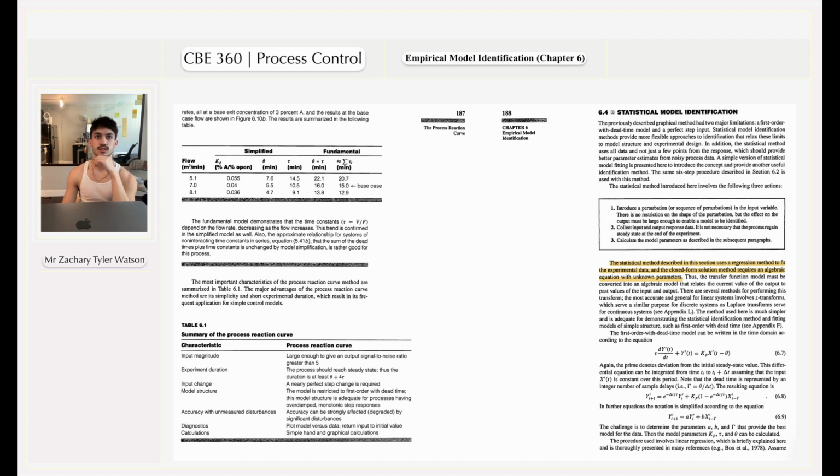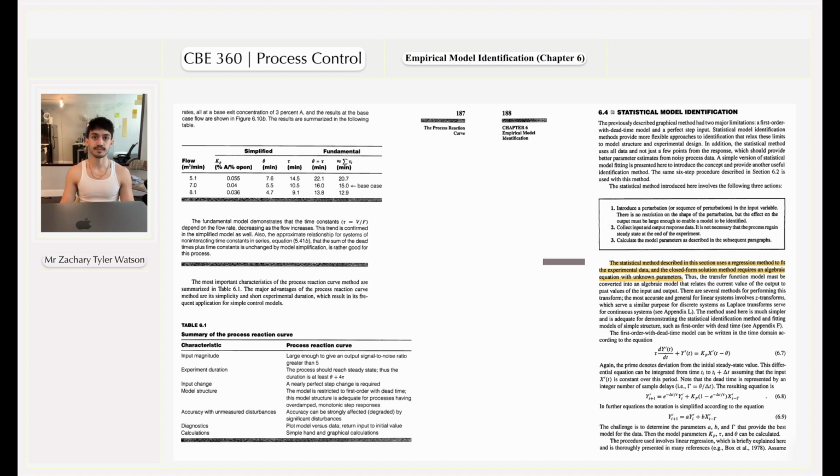So section 6.3 just titles it the process reaction curve, but really it should just be titled the graphical model identification. So this is 6.3, graphical model identification, and then 6.4, statistical model identification.